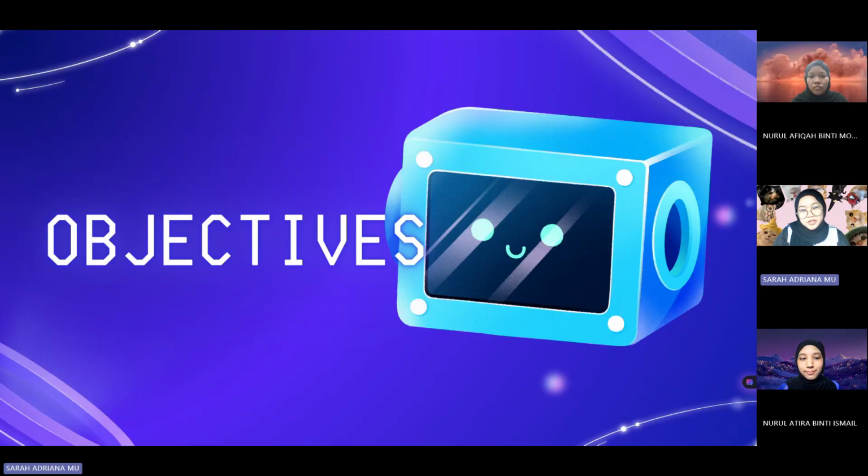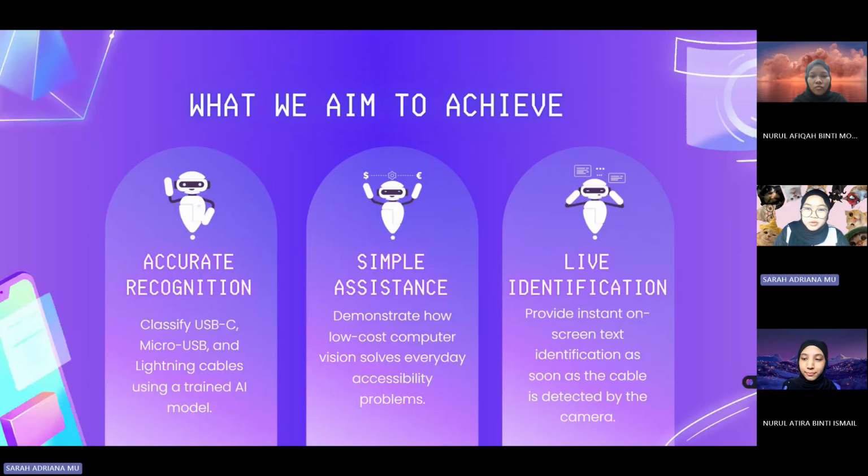So the objectives of this project, what we aim to achieve. Number one is to have accurate recognition, which means the system should be able to classify USB-C, micro USB, and Lightning cables using a trained AI model. So the system should be able to differentiate these types of connectors accurately.